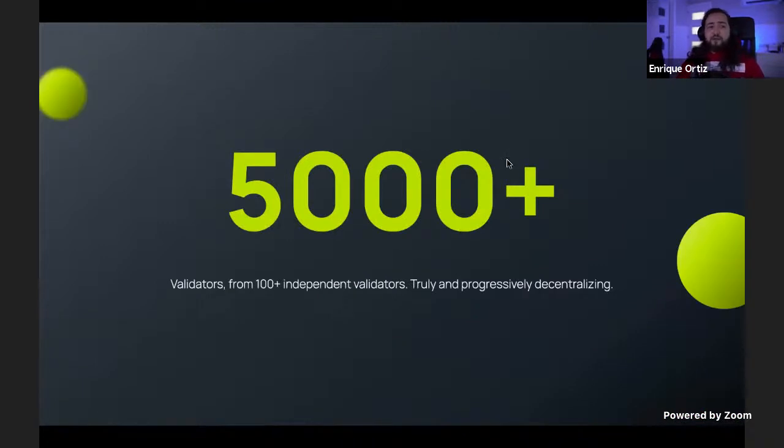So first of all, we've got more than 5,000 validators from more than 100 independent node runners. This means that we're truly and progressively decentralizing. If Amazon goes down, we're not going to go down. We have node runners at home that run their own nodes in hardware. And the funny thing is, these home node runners tend to have the best service in the network because they're so incentivized to earn Pocket that they optimize their setups to earn more rewards. It's pretty crazy, but it actually works.